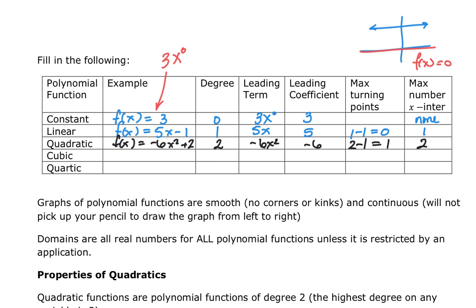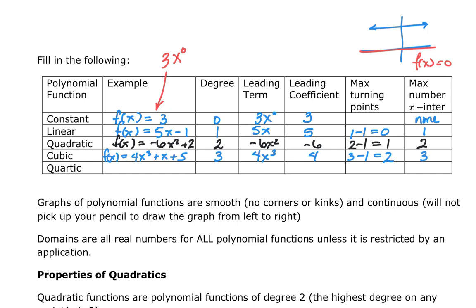An example of a cubic would be f of x is equal to 4x to the third, maybe an x plus 5. The degree is 3. The leading term is 4x to the third. The leading coefficient is 4. The max number of turning points is 3 minus 1, which is 2. And the max number of x-intercepts is 3.